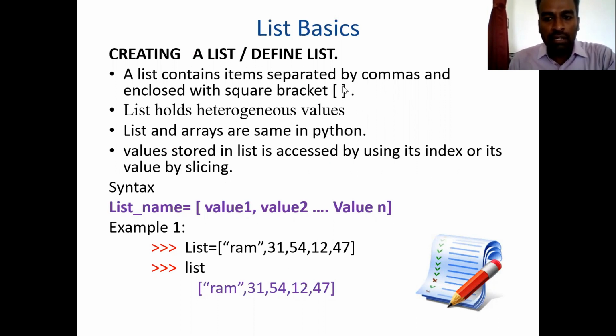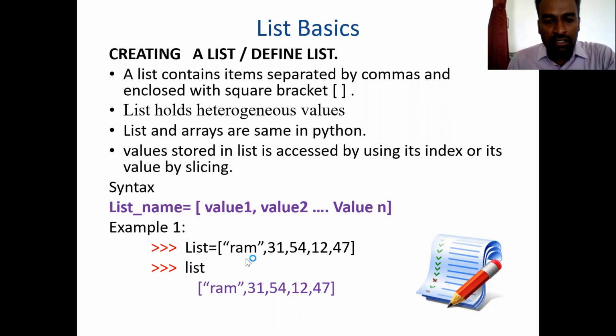So normally we declare an array with the help of square brackets, right? The same thing we're going to implement in the list. The list and arrays are the same in Python. So we have to include the elements inside the square brackets. It looks like an array, and also it is a list. The value stored in a list is accessed by using its index or by slicing.